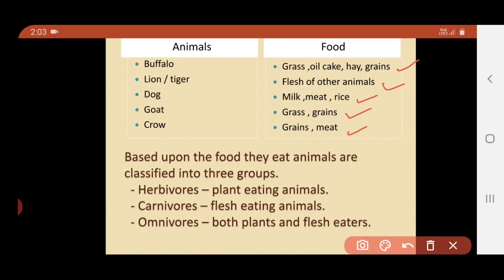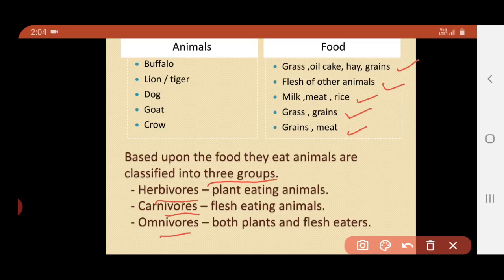So, based upon the food they eat, animals are classified into three groups. First, it is herbivore, plant eating animal. The animal which has plants as its food is called a herbivore. Next, it is carnivore, flesh eating animal. The animal which eats the flesh of other animals is called a carnivore. Finally, it is omnivore, both plant and flesh eaters. Animals which have plants and flesh as their food are called omnivores.